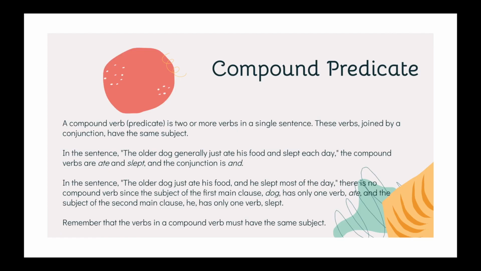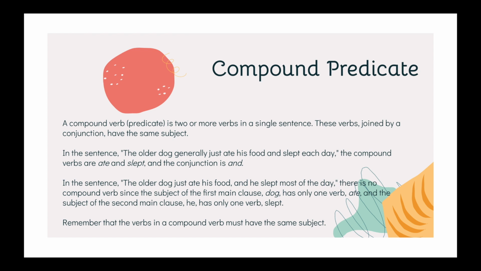Now, sometimes in a sentence, we can have more than one verb. Okay, so yeah, it's two or more verbs in a single sentence. These verbs joined by a conjunction have the same subject. Pay attention to that one. They have the same subject.